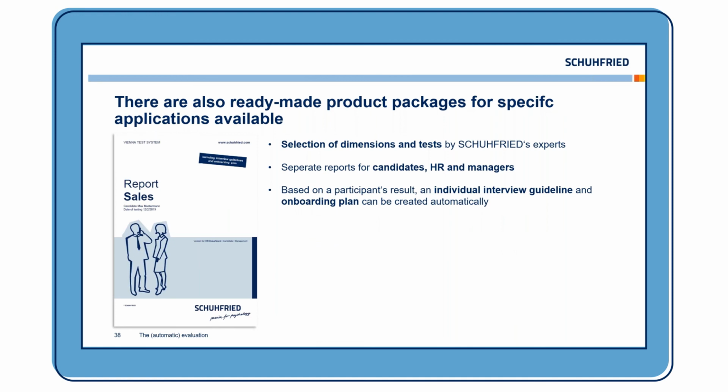And last but not least, there are also ready-made product packages for specific applications available at Schuhfried. We picked one example here, the so-called report sales, which was designed to select suitable applicants for sales positions. And what it provides is pre-selected dimensions and tests. The selection here was done by Schuhfried's experts. It also provides 3 different report options, namely candidates report, HR report, and a manager's report.